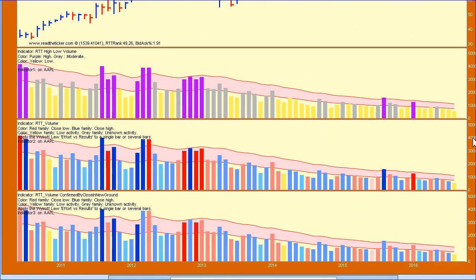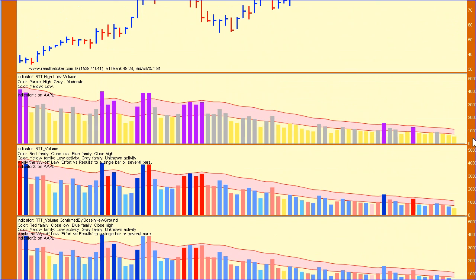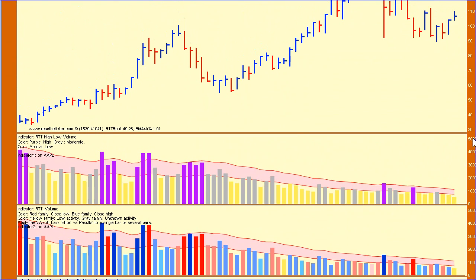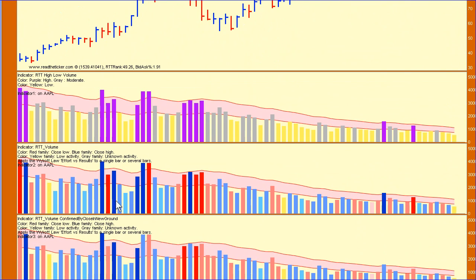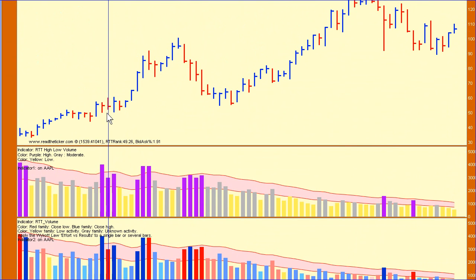That's another good example. On an uptrend, what you want to see is where the dark blues on the confirmed chart hold the trend. Look at this one here. You've got a dark red one. It's in the consolidation of the Apple chart.